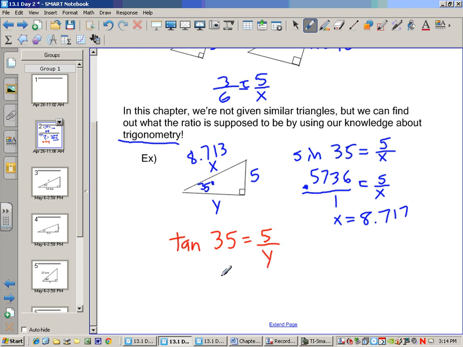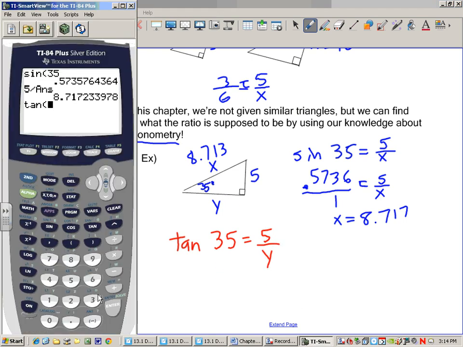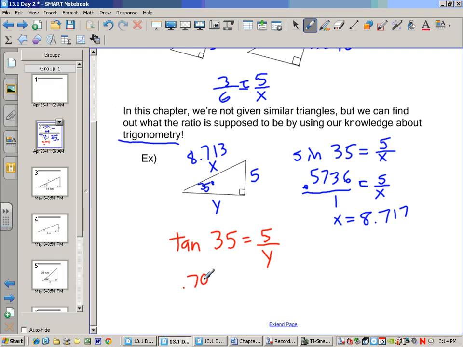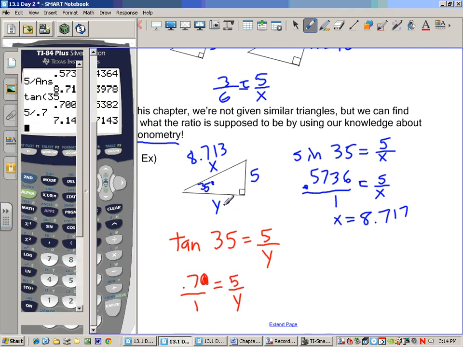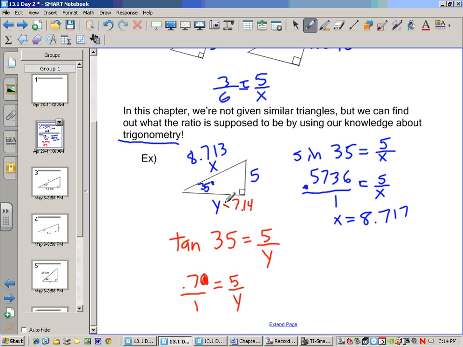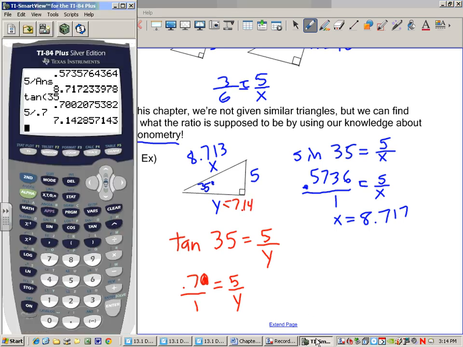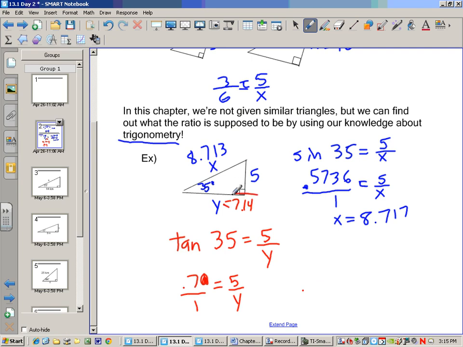Now all I have to do is type in tangent of 35, enter, and this is about 0.7. So 0.7 over 1 is equal to 5 over y. If we cross multiply and divide, 5 times 1 divided by 0.7 is 5 divided by 0.7, which gives us an answer of y will be 7.14. And that's good enough for now. So now we found these other two sides with knowing nothing more than an angle and an opposite side.